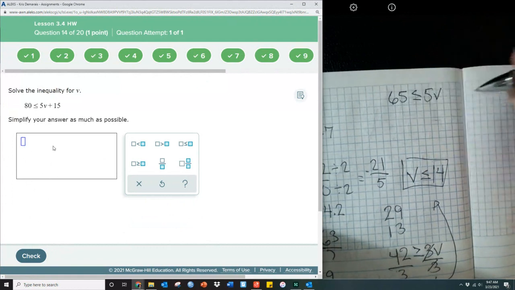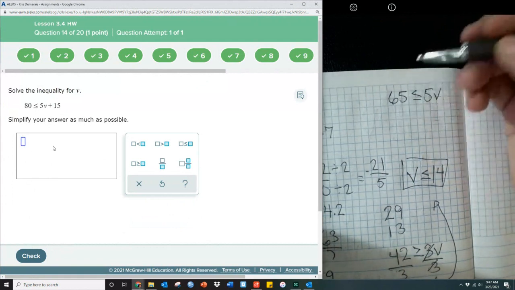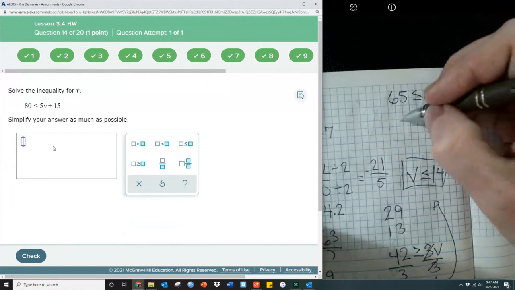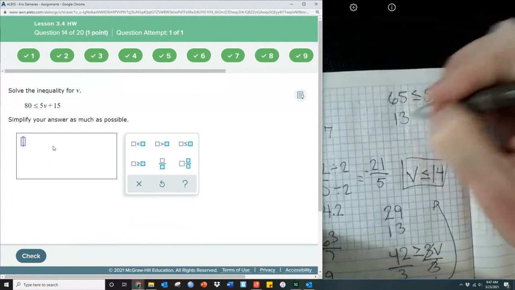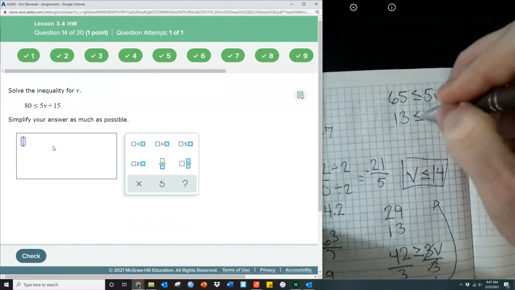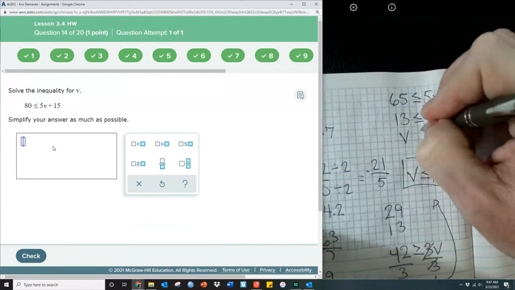Now dividing both sides by 5, I'm going to get 13. Because you know that 12 times 5 is 60, right? So that must mean it's 13. So this is what we get. 13 is less than or equal to V. I don't want it this way. I want it this way.